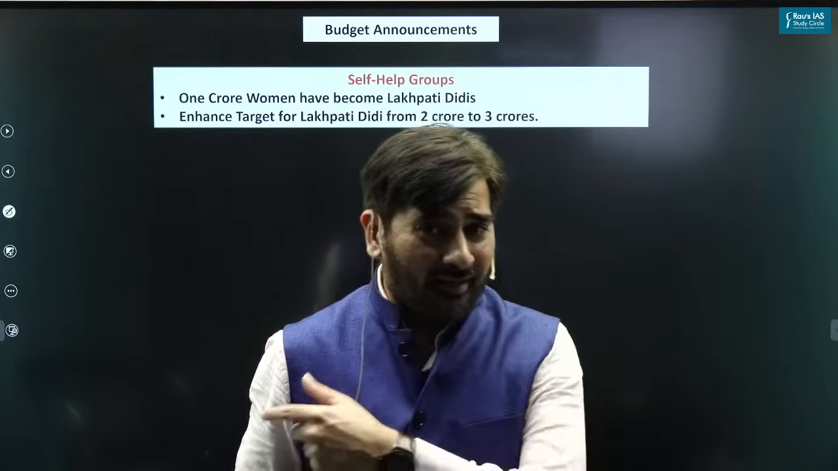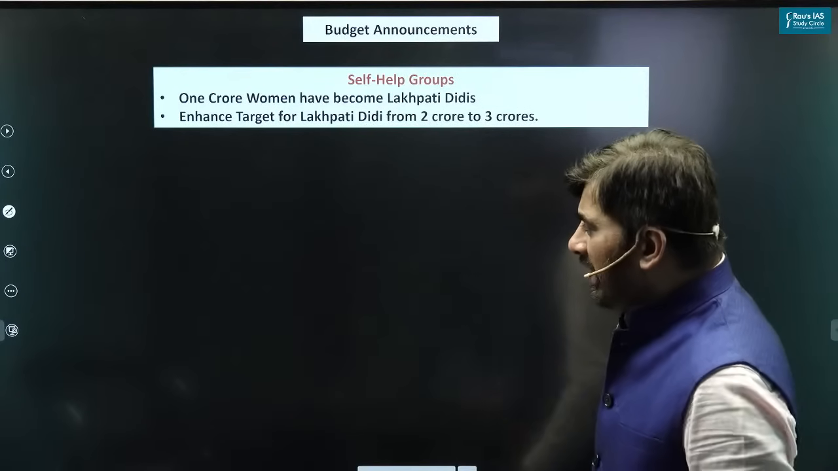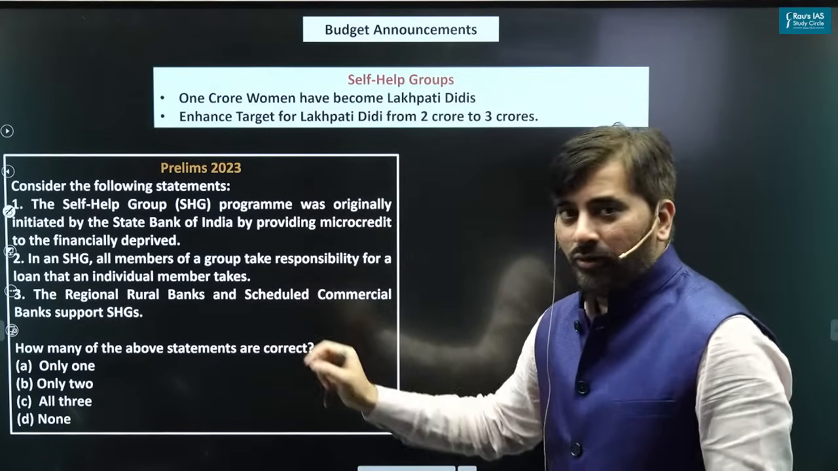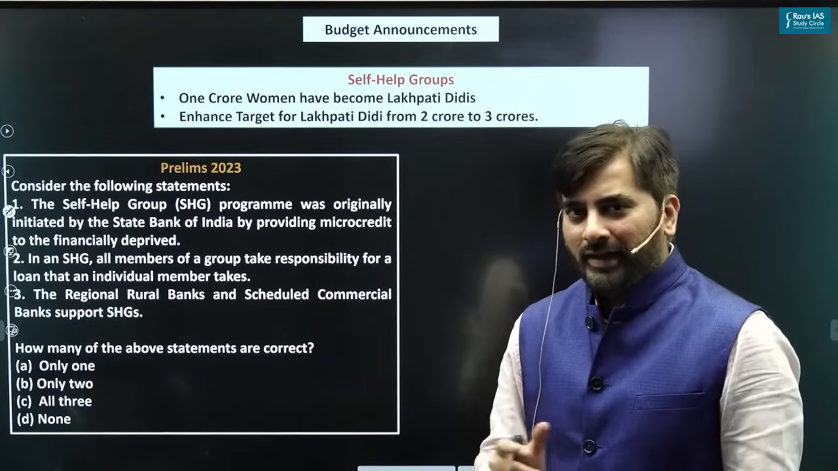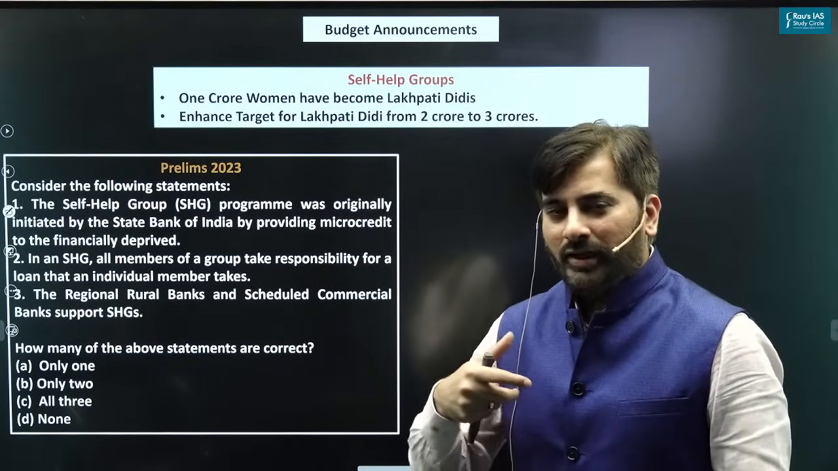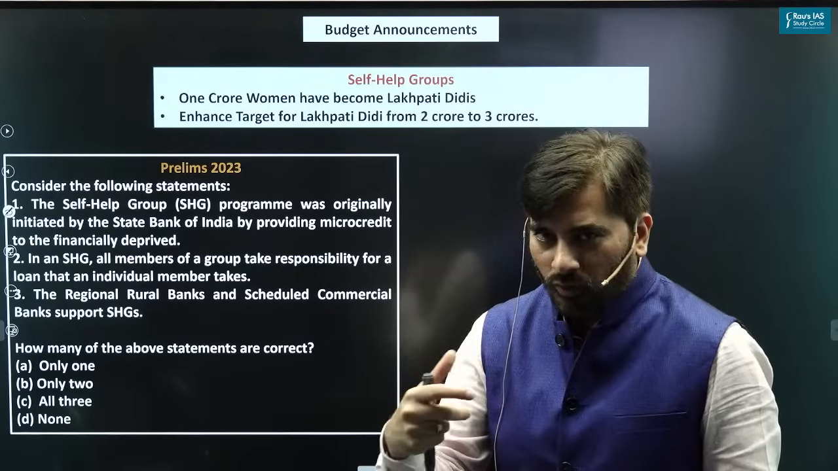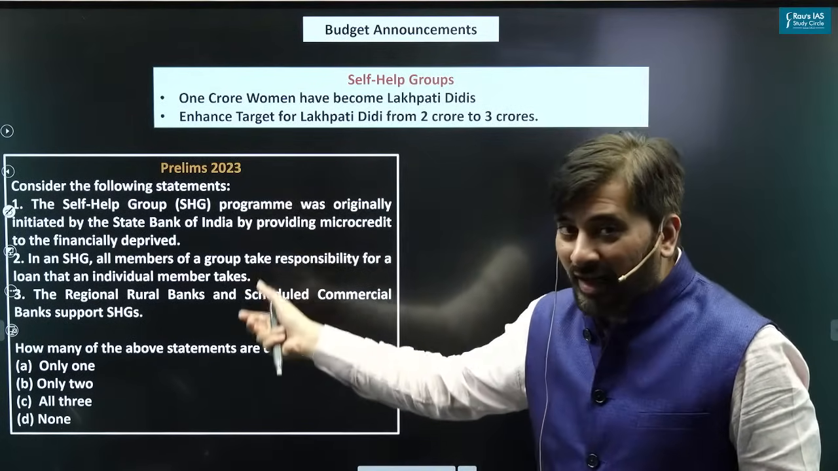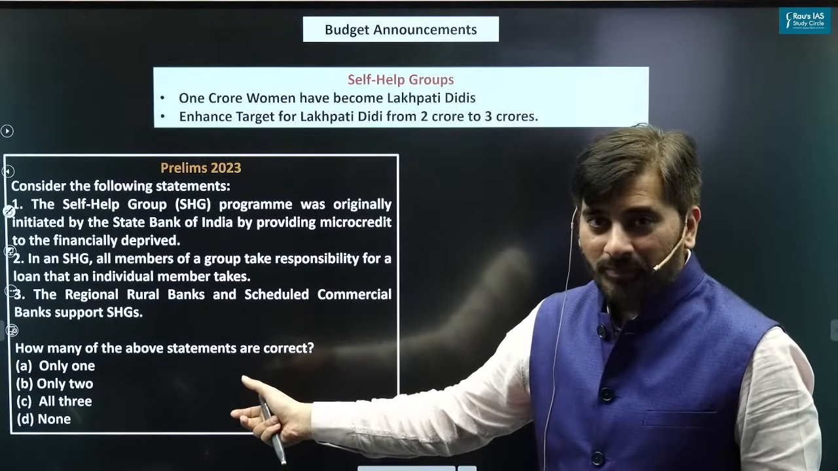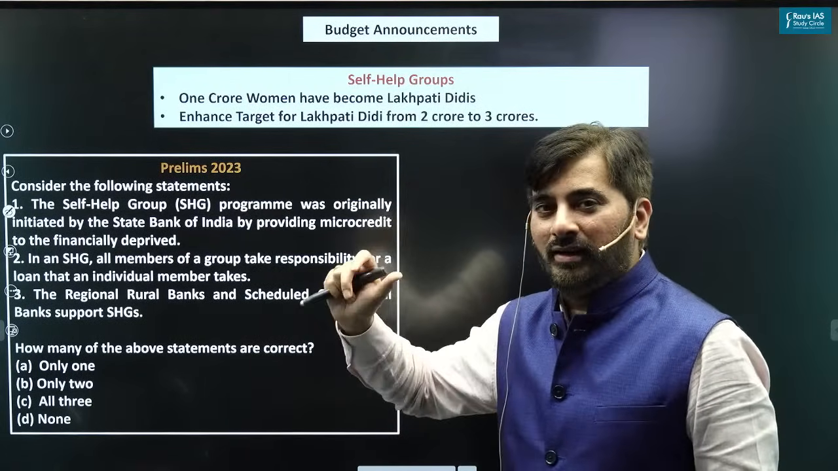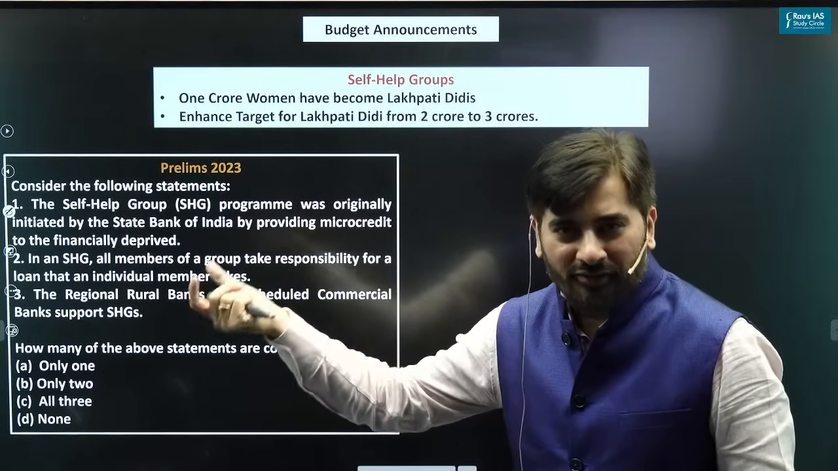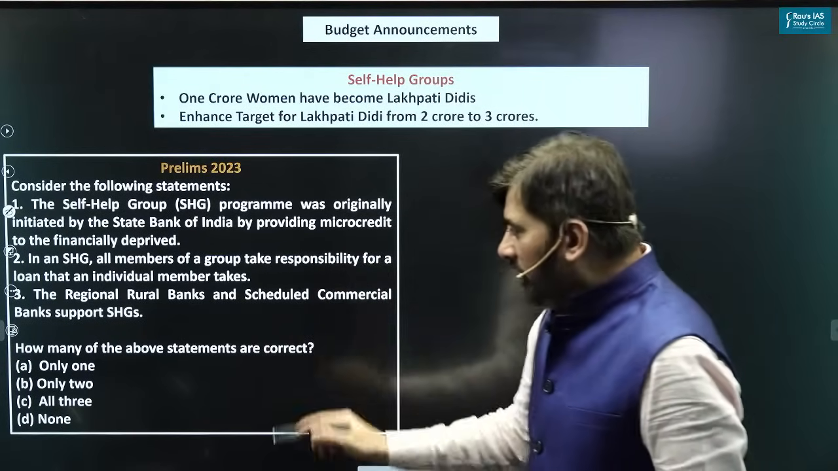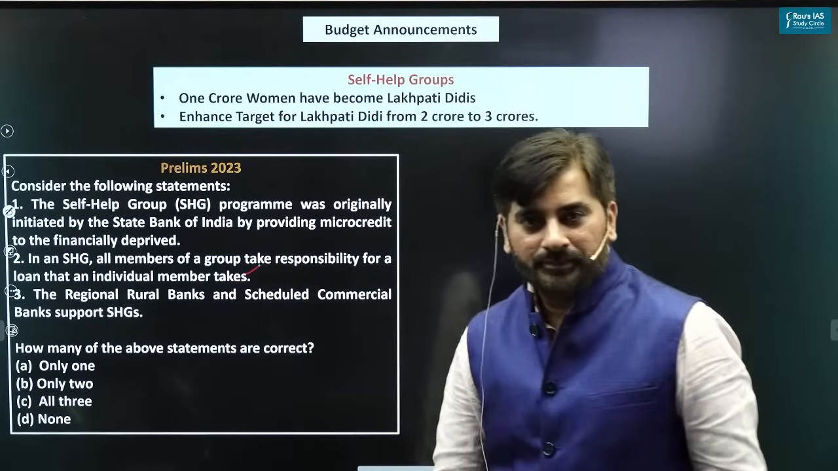So keeping this in mind, let's look at the question which was asked in Prelims 2023. Carefully have a look at the question. Can you see that whatever basic things people know with respect to self-help groups, UPSC has not asked about that dimension in Prelims 2023. The statements are a little difficult when it comes to this particular question. In particular, focus upon the second statement.